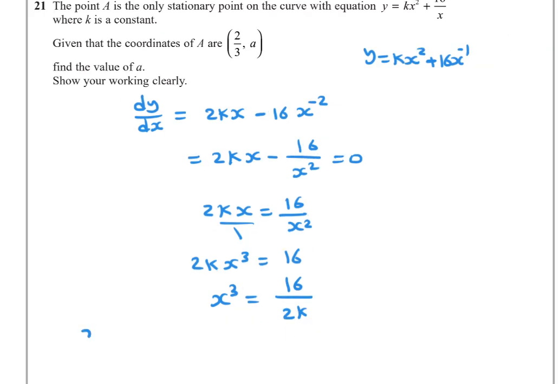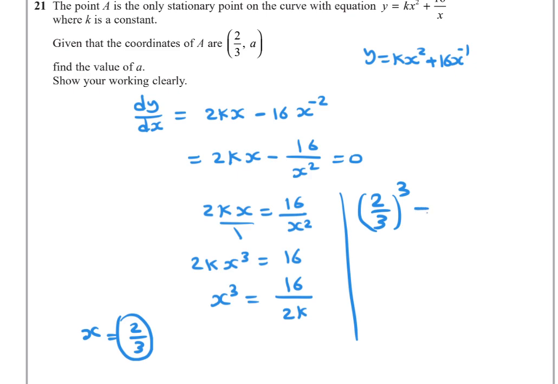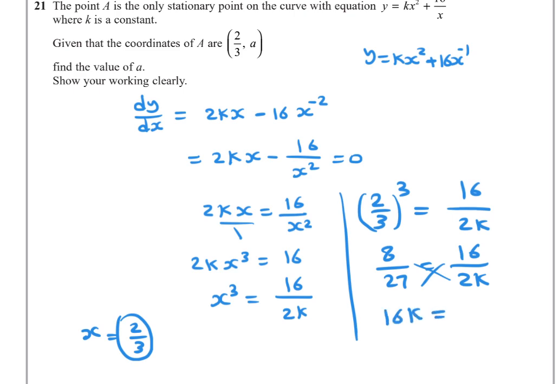It's given to you that x equals 2 over 3. So (2 over 3) all cubed equals 16 over 2k. So 8 over 27 equals 16 over 2k. Cross multiply. So 16k equals 432. So k equals 432 divided by 16 equals 27.